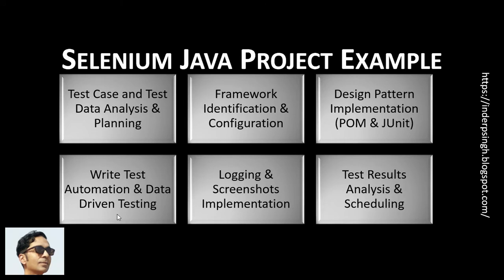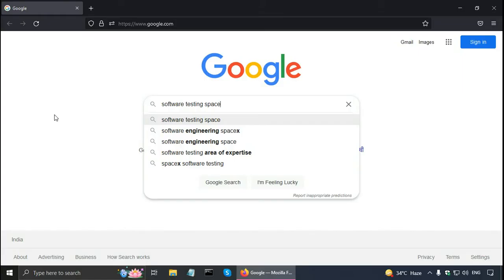in Java. Then write the test automation, the operations and validations, and implement the data driven testing after writing the test automation with hard coded values. Then implement Selenium Java Logging and Selenium Java Screenshot, and finally test results analysis and scheduling the test case to be run. Now I will show you the application under test.